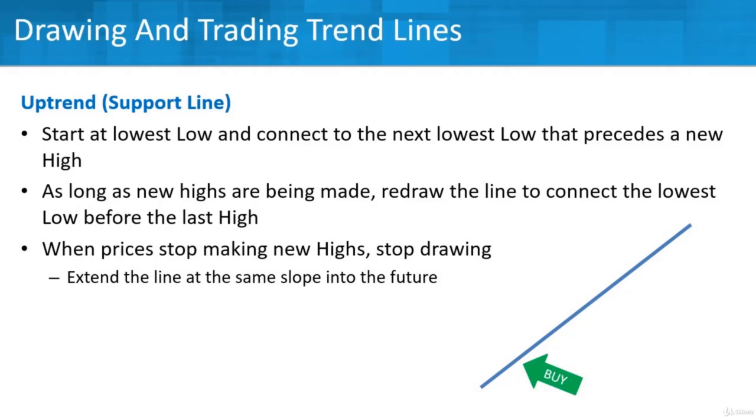So when you're drawing an uptrend trend line, that's really your support line, right? You're looking at your lowest lows, and you're going to connect to your next lowest low that precedes a new high. Okay, I'm just going to cover these three bullets real quick. It actually makes much more sense when we look at the graph, but the idea is that as long as new highs are being made, you redraw the line to connect the lowest low before the last high, and when prices stop making new highs, then you stop drawing, and you extend that line at the same slope in the future.